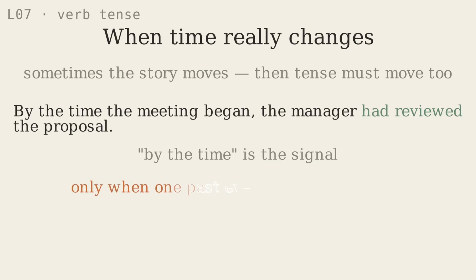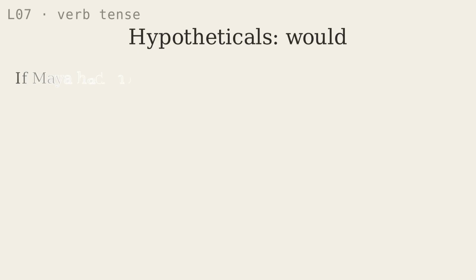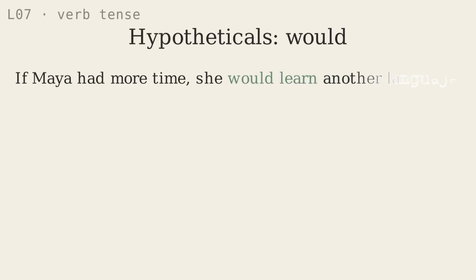But be careful, do not use the past perfect simply because a sentence is in the past. Use it when you need to show that one past action happened before another past action. Now let us discuss hypothetical situations. A hypothetical situation is imagined. It could happen, but it has not happened yet. In these situations, we often use the word would. For example, if Maya had more time, she would learn another language. Maya does not currently have more time. We are imagining what could happen.